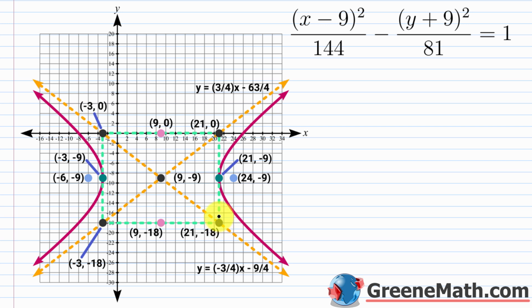In terms of sketching the graph, here's your vertex, here's another vertex, and again, each branch is going to approach, but not touch those asymptotes. So something like that.